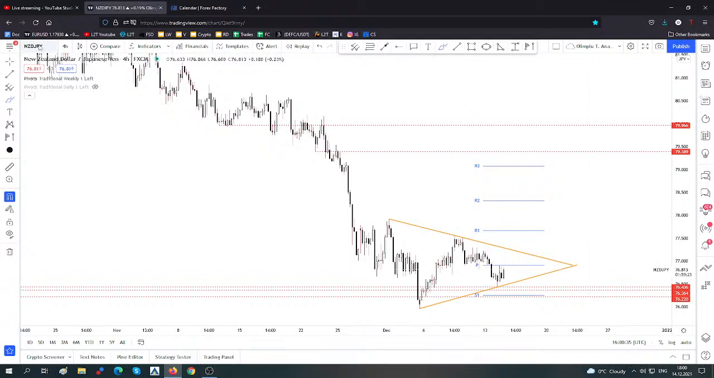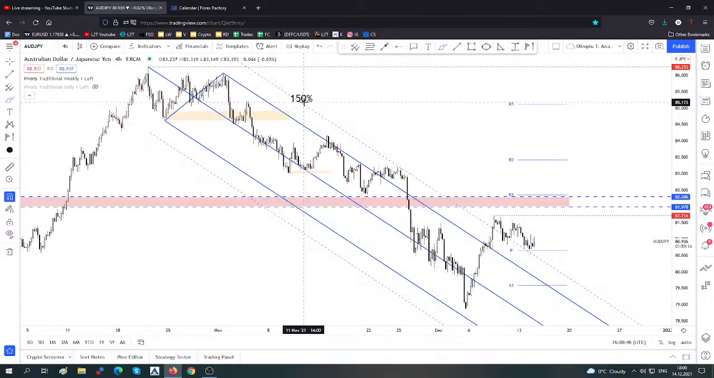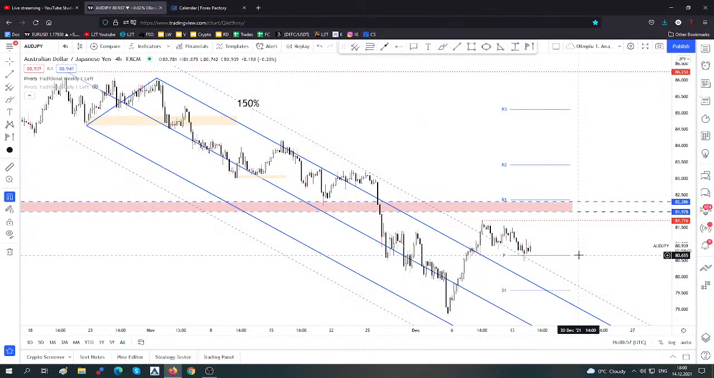Australian dollar Japanese yen, it has escaped from this descending pitchfork's body. It has jumped above the 150% Fibonacci line, which represented a dynamic resistance, temporary drop, natural drop, expected drop, and right now is traded right above the weekly pivot point 80.65. It has registered and printed only a false breakdown, great separation.